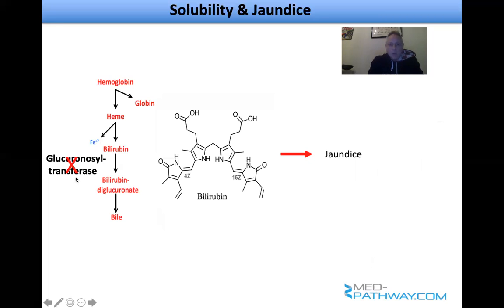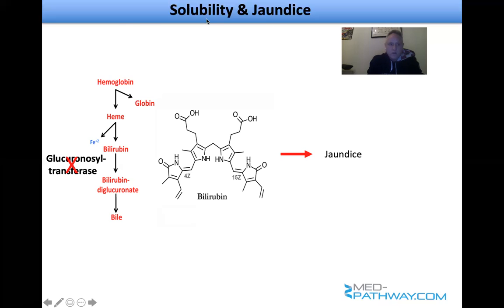But it turns out that if you're a premature baby, for a variety of reasons, you may not have an adequate level of the enzyme expressed. As a consequence, you can't modify your bilirubin to make the diglucuronates. And as a consequence, bilirubin builds up and you get what's known as jaundice.